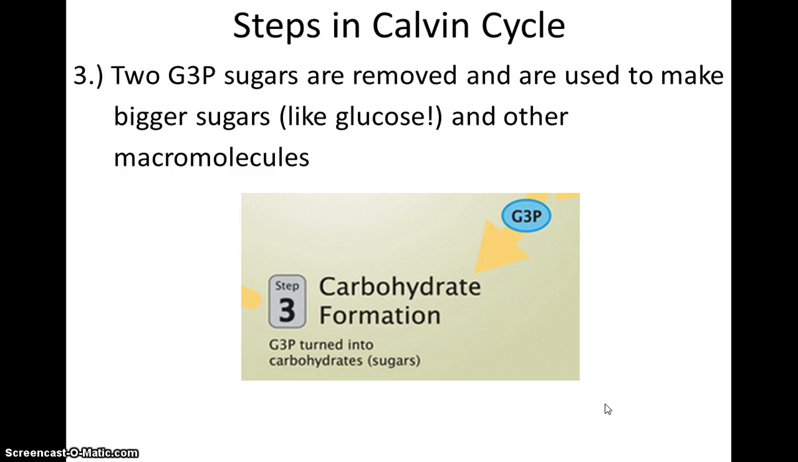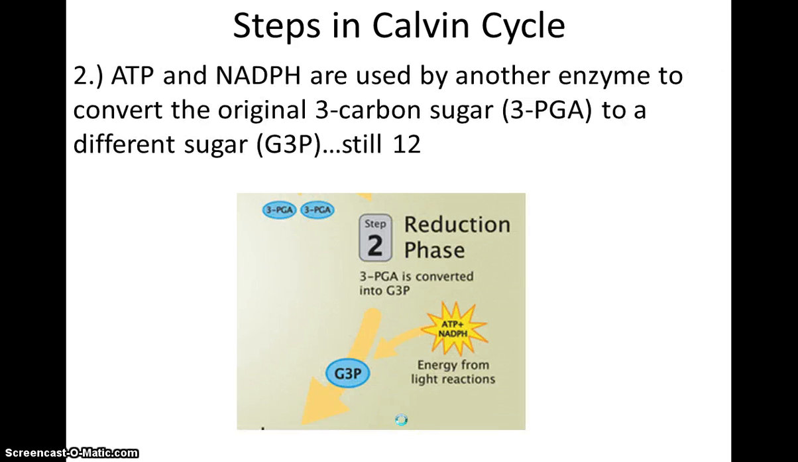All right, our third step in our Calvin cycle is that a couple of these G3P, which I said are more usable now, are removed from the chloroplast and actually are used elsewhere in the cell to make bigger sugars, like our glucose, and other macromolecules as well. So that includes proteins, lipids. We're going to use the products from this to make a lot of things, but the main thing is glucose. So this is the point at which our glucose is going to come out.